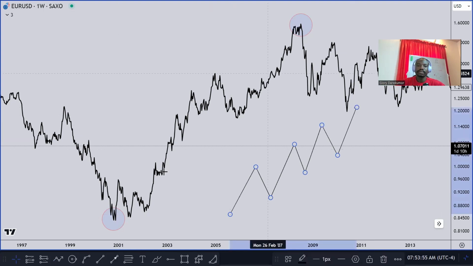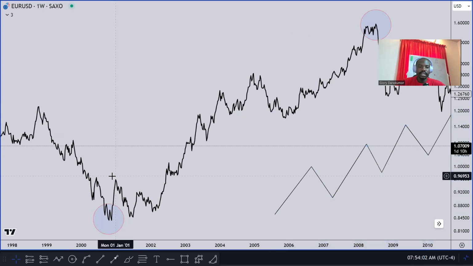Okay, now from here, if you just start to mark out your structure points based on what you can see right now, this here is a high.